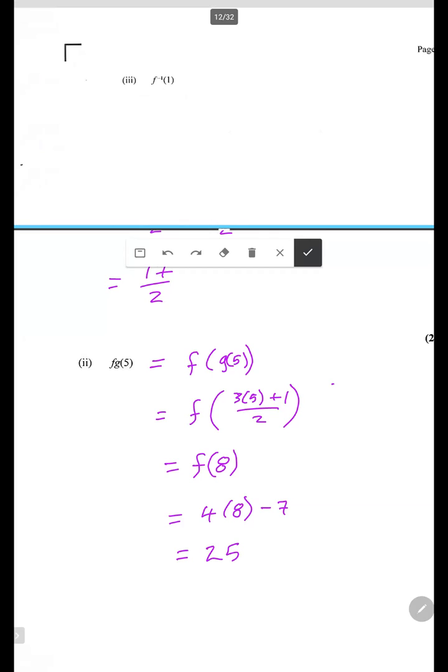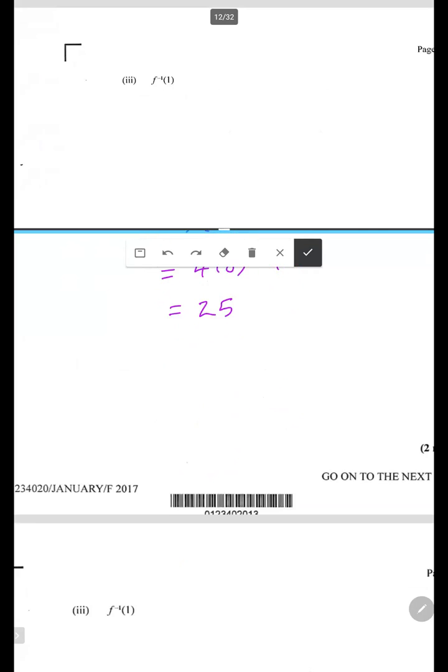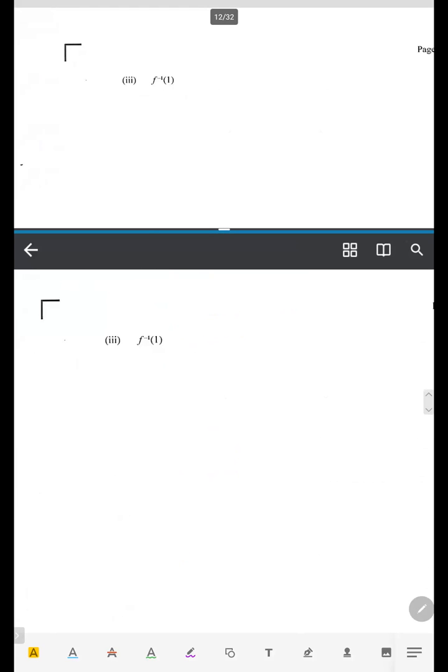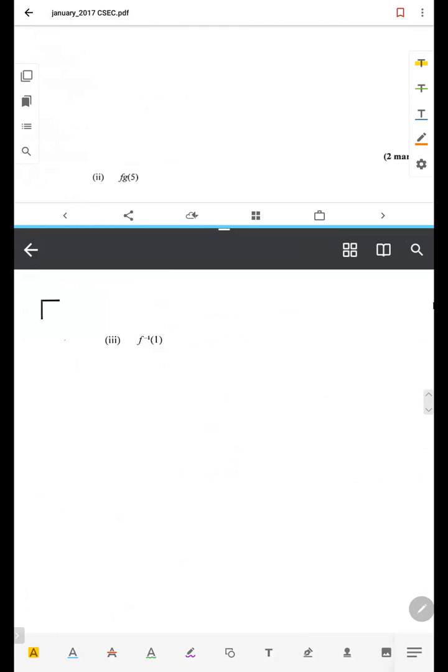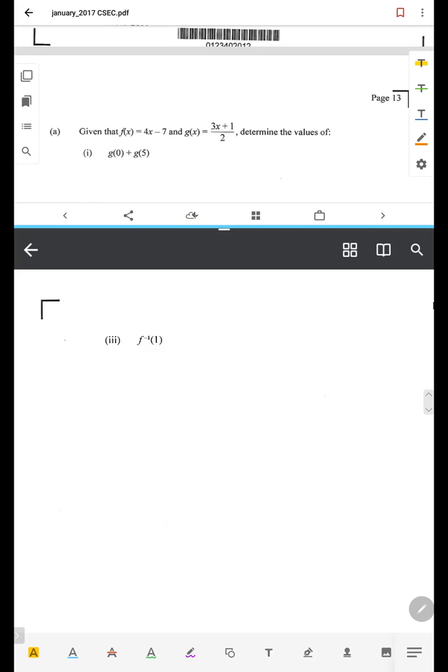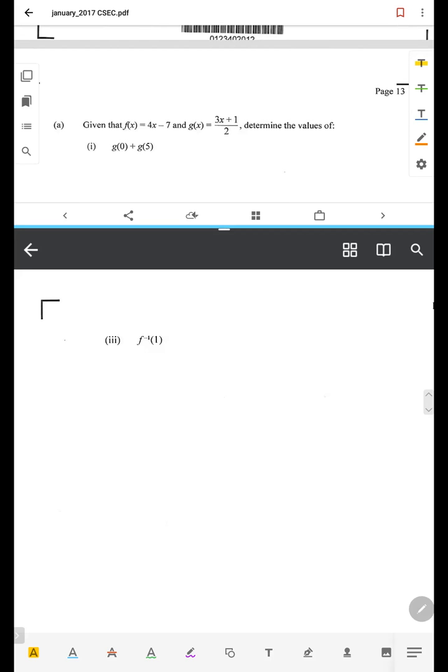All right, the next part now wants f to the minus 1 of 1. So to find f to the minus 1 of 1, let's go back on this one and show the f of x. We can find the f to the minus 1 of x first and then substitute the 1.